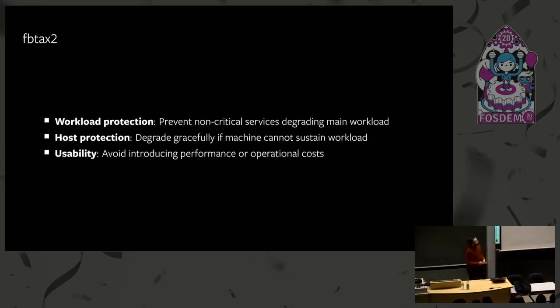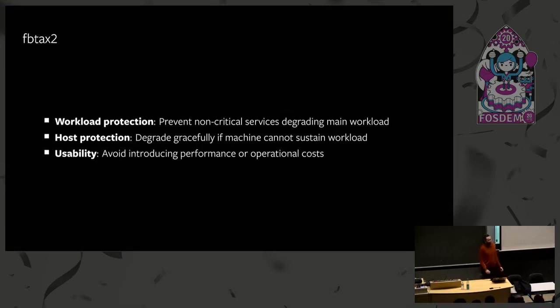So this is all well and good. I've gone through a whole lot of primitives. But how do we actually intend to use them to build a coherent system? Well, this is where fbtax2 comes in. We don't really know what we're going to call it. fbtax2 is our overall project for resource control at Facebook. cgroup v2 is certainly one of the things which we need to do that, but it needs to come with an operating system which supports its goals, right?